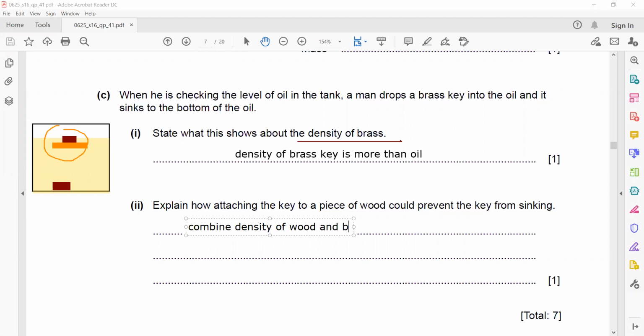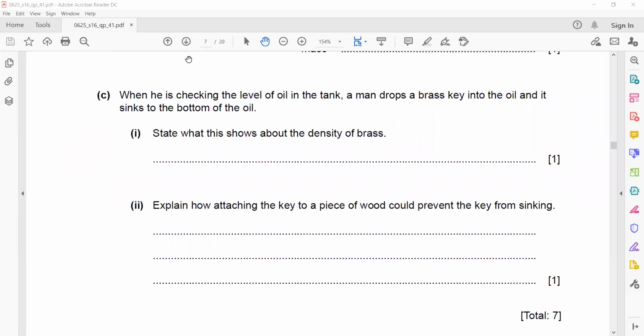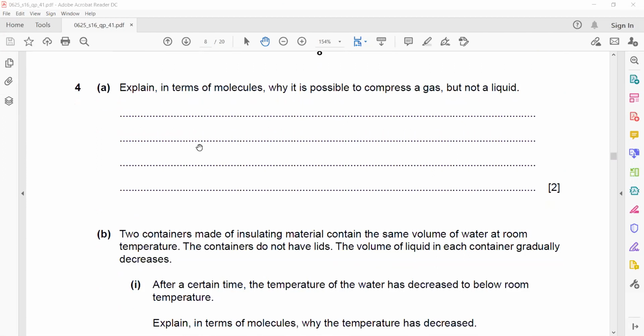Question number 4, any doubt? Is there any doubt in question number 4? So no doubt in 4.